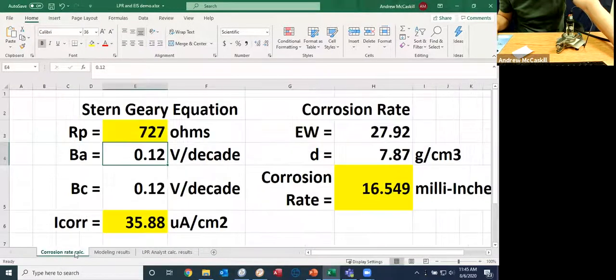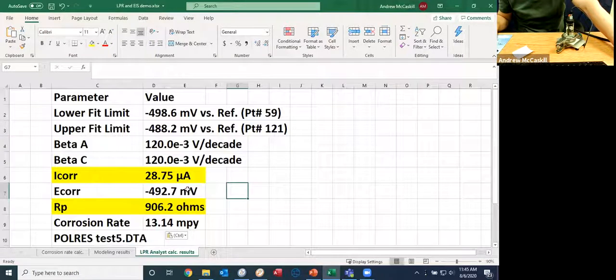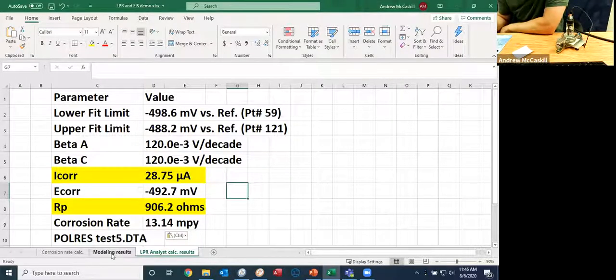Oops, sorry, I'm on the wrong page. So 727 gave me a corrosion rate of 35.88, gave me an I-core value of 36, the corrosion rate about 16, 17 milli-inches per year. If we look at the LPR, we have RP at 900, I-core at 29, corrosion rate at 13 milli-inches per year. So you can see we're starting to converge on the same value here. Just need to give the system a little bit of time.